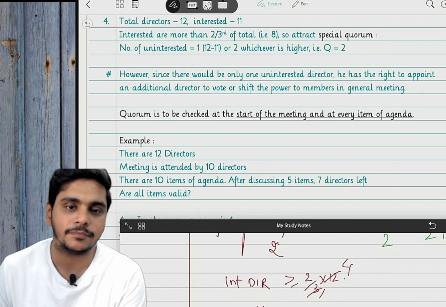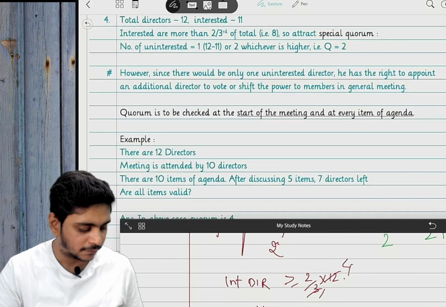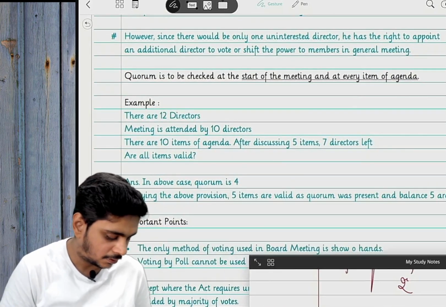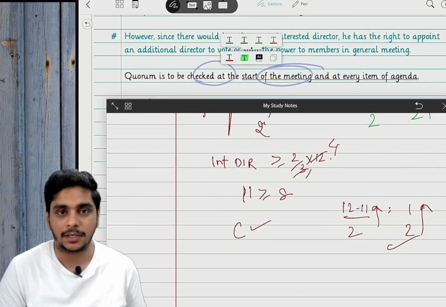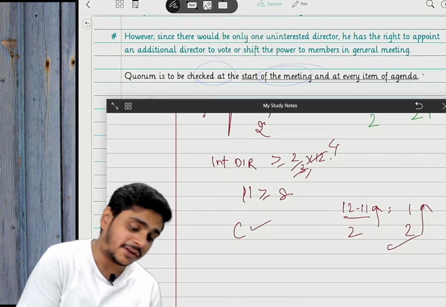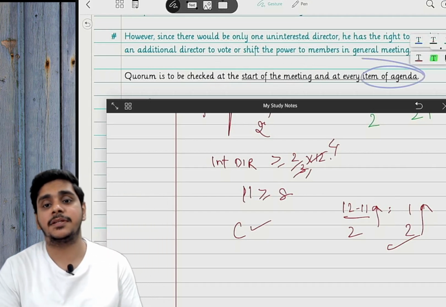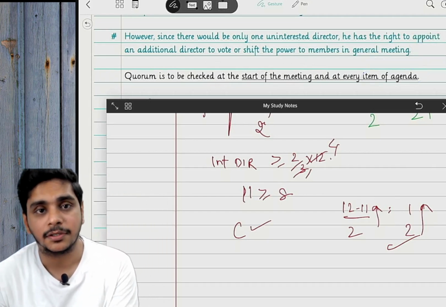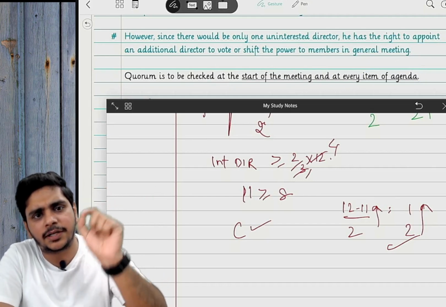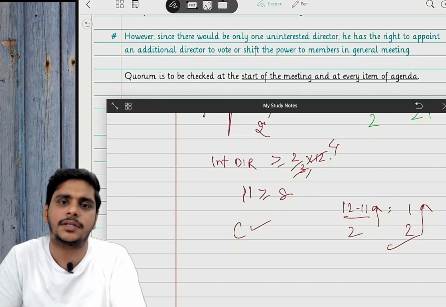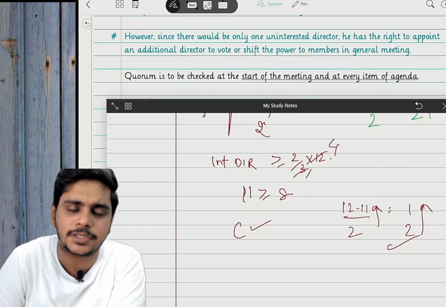Members will appoint. Okay. Then law says quorum is to be checked at the start of the meeting, and at every item of agenda. Agenda basically means the decision the company is going to take. So quorum has to be checked at the start of the meeting and at every item of agenda.